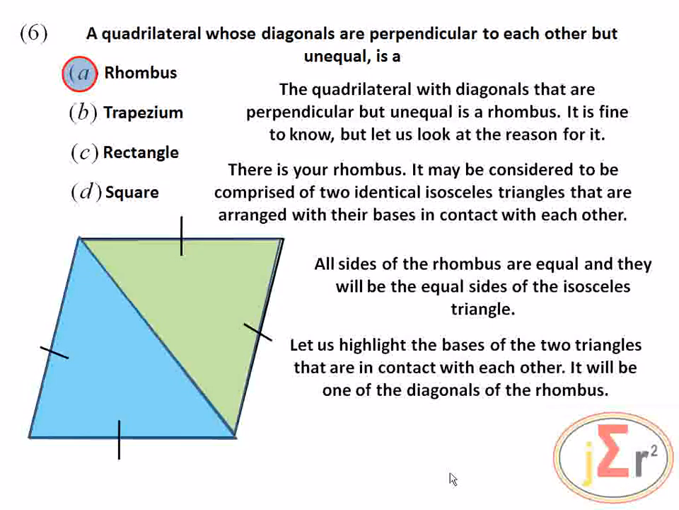Let us highlight the bases of the two triangles that are in contact with each other. We are going to say that it's the base of each triangle that we have right here, just for convenience. So let us highlight the bases of the two triangles that are in contact with each other. And it will be one of the diagonals of the rhombus. So there we have it.